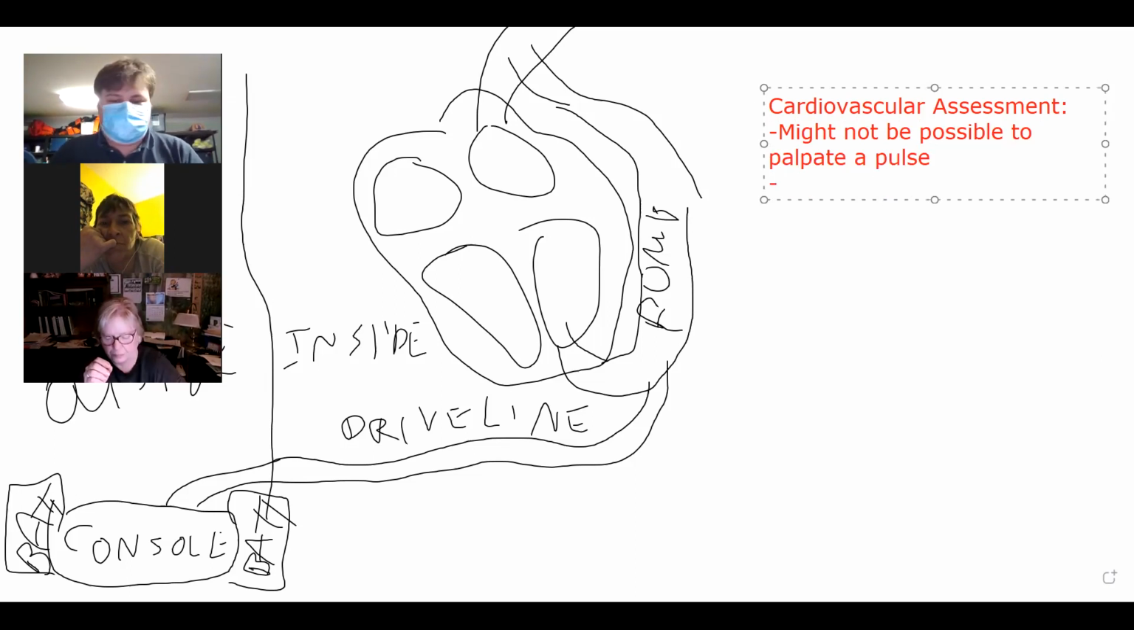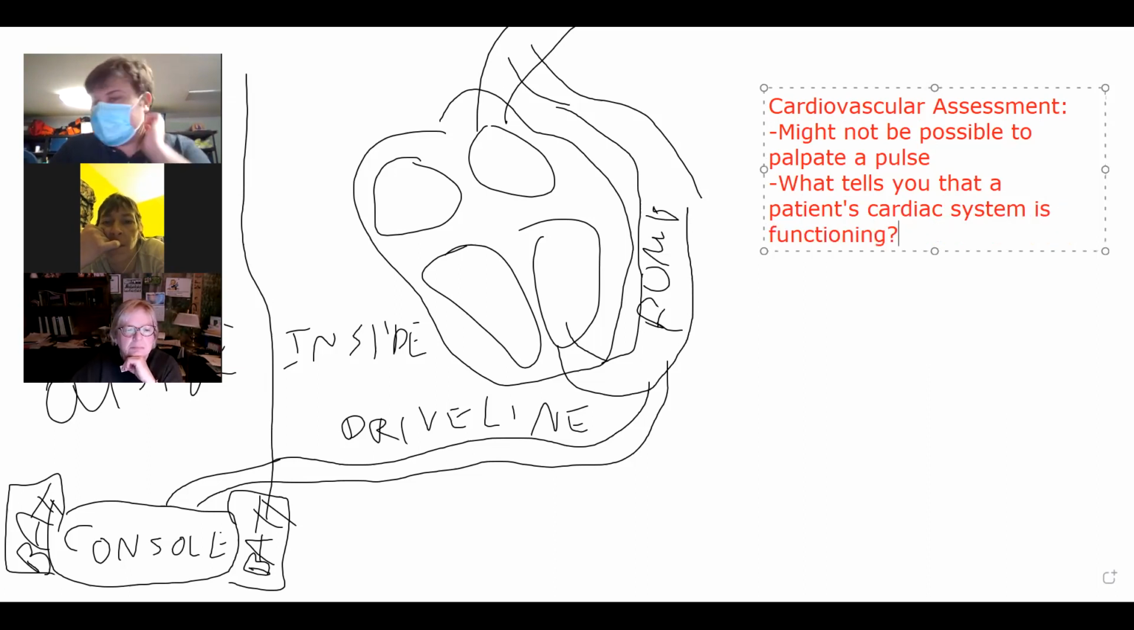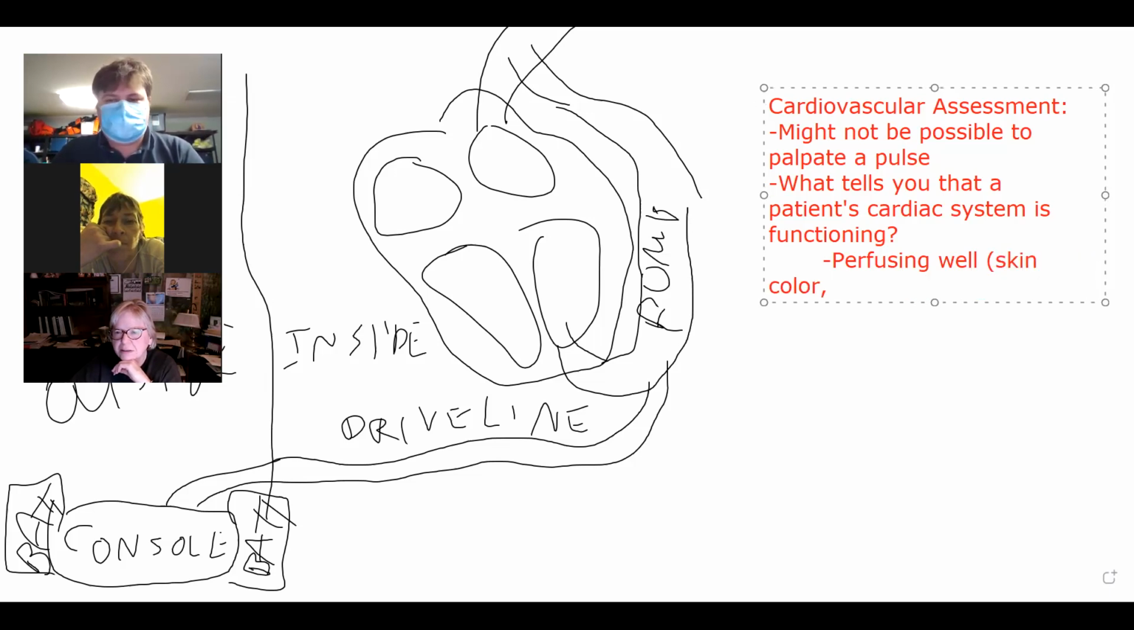So I'm going to throw this question out to you. What tells you that a patient's cardiac system is functioning? Okay, we talk about perfusion here. So what tells you that someone is perfusing well? Skin color, yeah, their cap refill, yeah. Good, great minds think alike. Sandy just said the same thing. What else? Mental state.